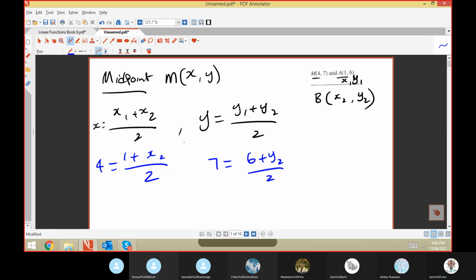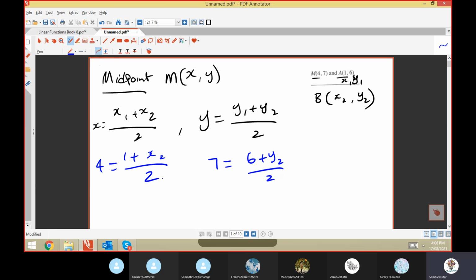Let's forget the math again and just use what I just said. Halfway is 7, and one of the numbers is 6, but you don't know the other number. So 6 plus something divided by 2 needs to give me 7. 1 plus something divided by 2 needs to give me 4. And then, of course, it's very easy.